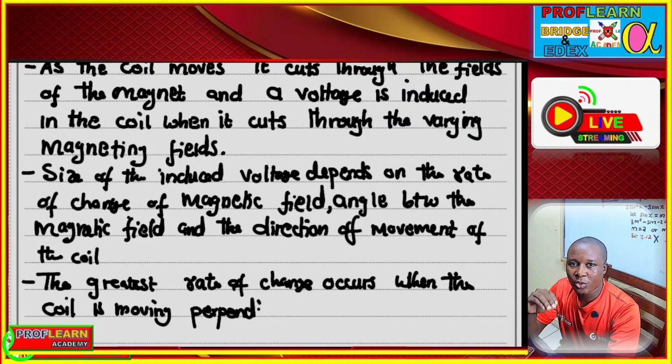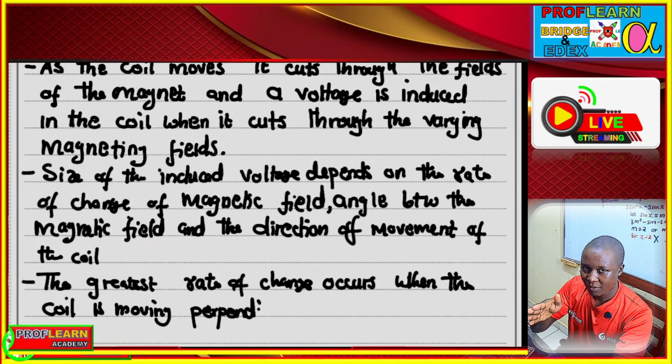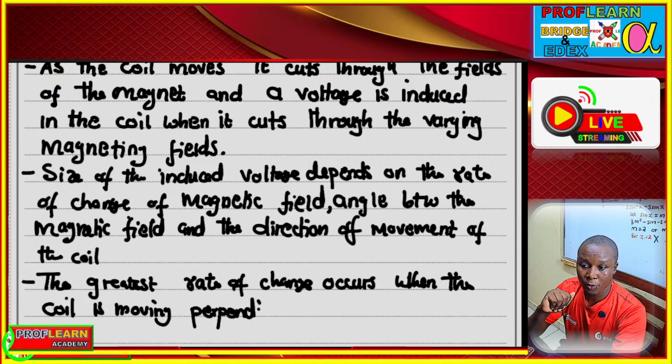The amount of induced EMF depends on the angle at which the conductor is cutting, the rate at which the conductor is moving, and also the position. So when the coil is cutting perpendicularly, maximum EMF is going to be induced. But when the coil is parallel to the field, there will be no induced EMF.